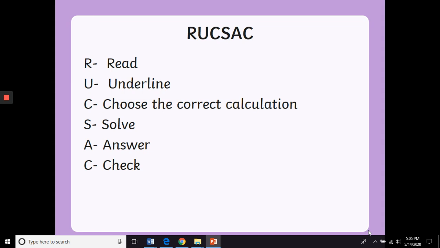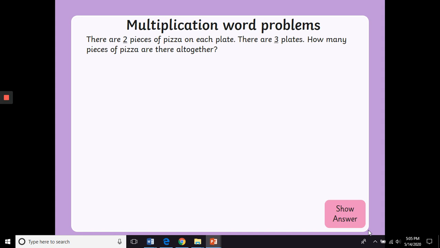So the first one is: there are 2 pieces of pizza on each plate. Okay. There are 3 plates. How many pieces of pizza are there altogether? Now, if you look carefully, what I've done, I've already read the problem. And the next thing I've done is I have underlined. I've underlined my number 2 over here and the number 3.